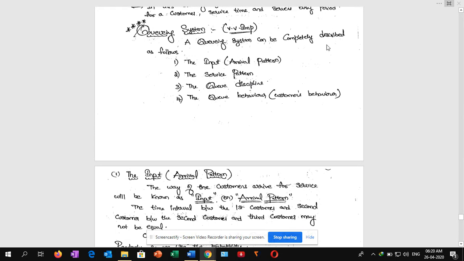A queuing system can be completely described as follows. Number one is the input. Input means arrival pattern. Number two is the service pattern. Number three is queue discipline. And number four is queue behavior. Queue behavior means the customer's behavior. Queue means who will be in the queue? The customer. So it is the customer's behavior.